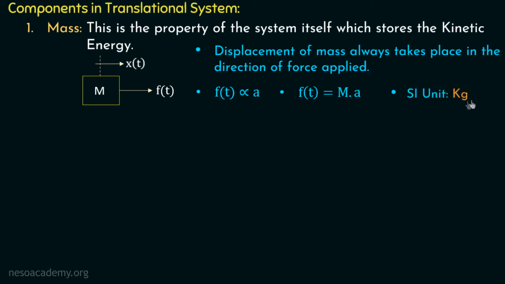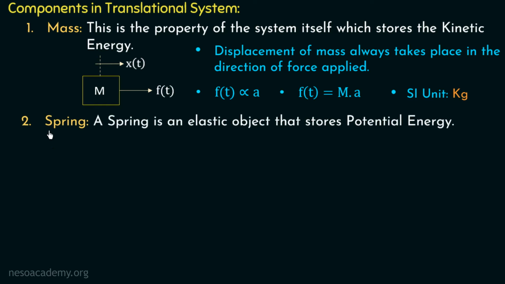So now we are done with the first component in translational mechanical system, which is the mass. Now we will move on to the second component, which is spring. A spring is an elastic object that stores potential energy. We might have seen a spring in our daily lives, I'm sure.